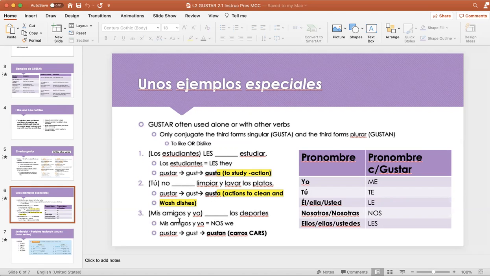Then, mis amigos y yo, it will be nos, and we have deportes. So we want to say that my friends and I, we like sports. We will use gustan not because it's my friends and I, we're more than one person, but because what we're indicating our likes is about sports in the plural. Hence the reason we have to use gustan.